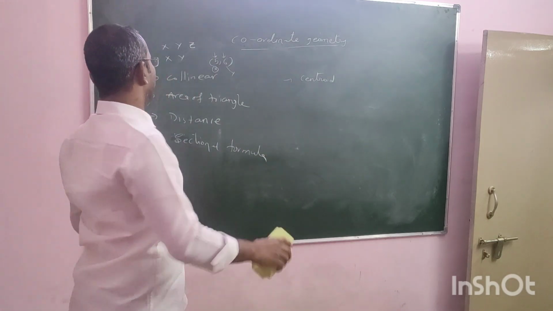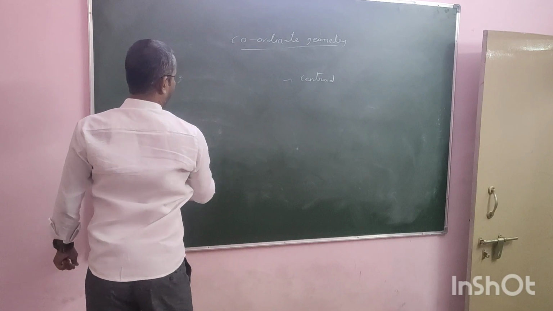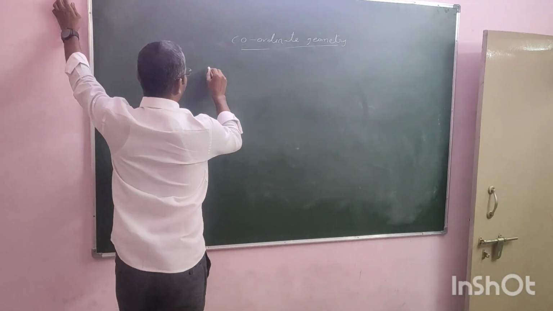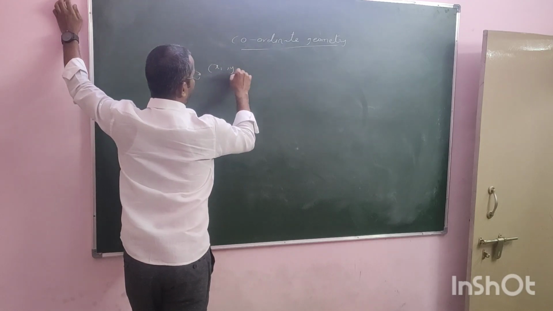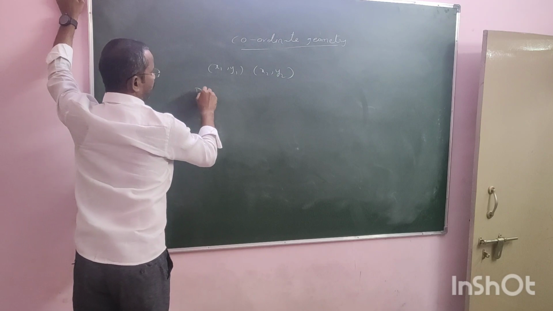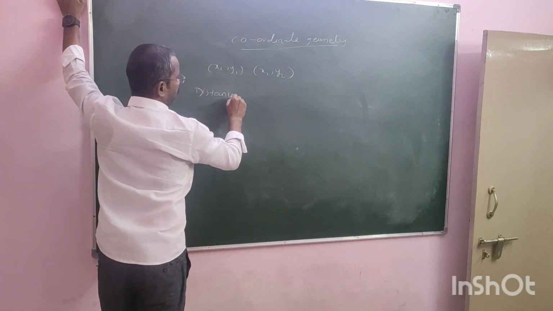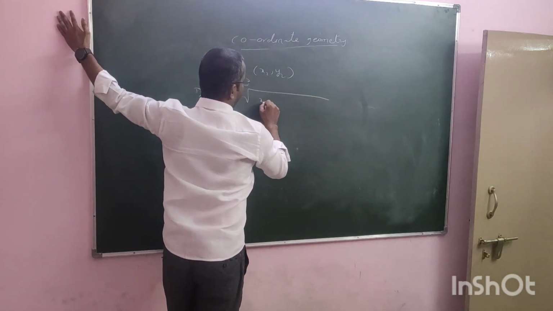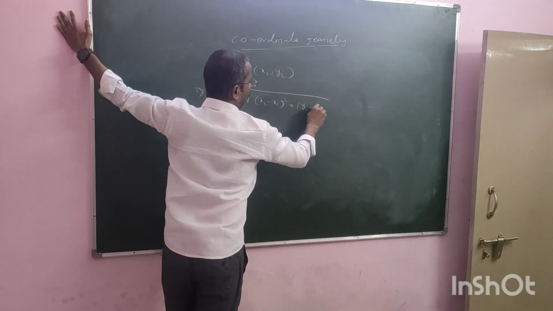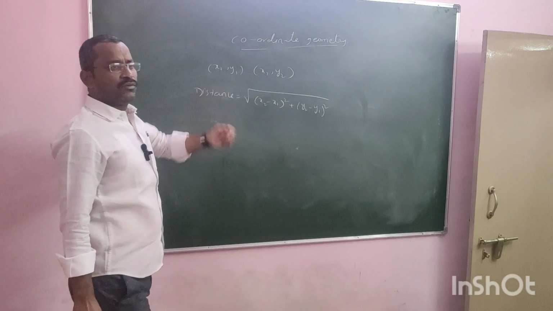If x1, y1 is a point and x2, y2 is a point, to find the distance between them: x1, y1, x2, y2, then distance is equal to the square root of (x2 minus x1) whole squared plus (y2 minus y1) whole squared.